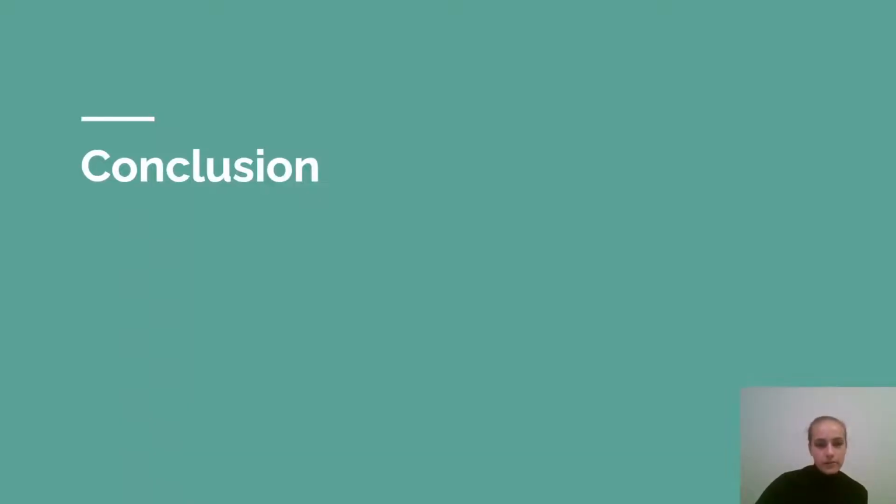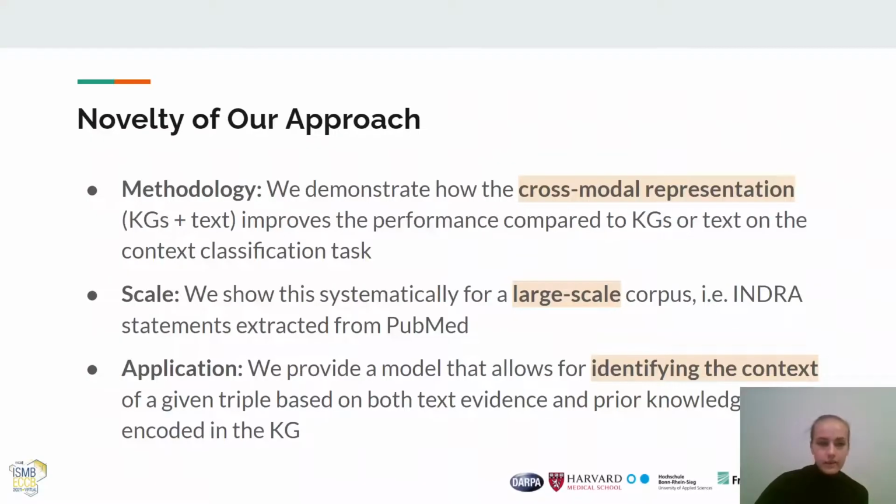Now, to wrap up the approach, I want to highlight the three most important aspects. First of all, we present a cross-modal representation based on both knowledge graph and text data. We train our models on a large-scale data set, the INDRA corpus, consisting of over 13 million text triple pairs. And lastly, there is, of course, the biological application, that is to improve contextualized representations by having both modalities available.